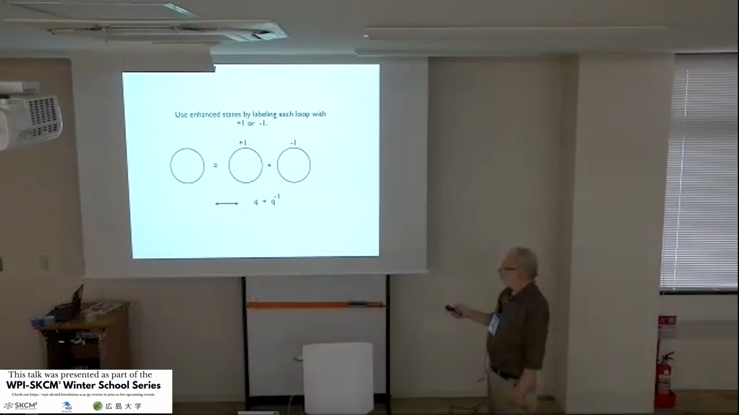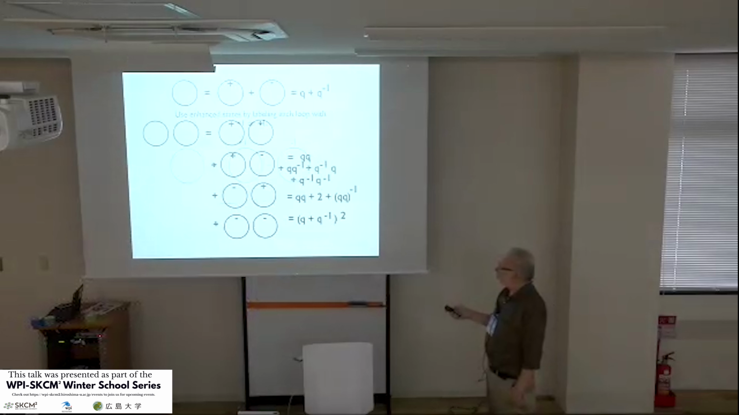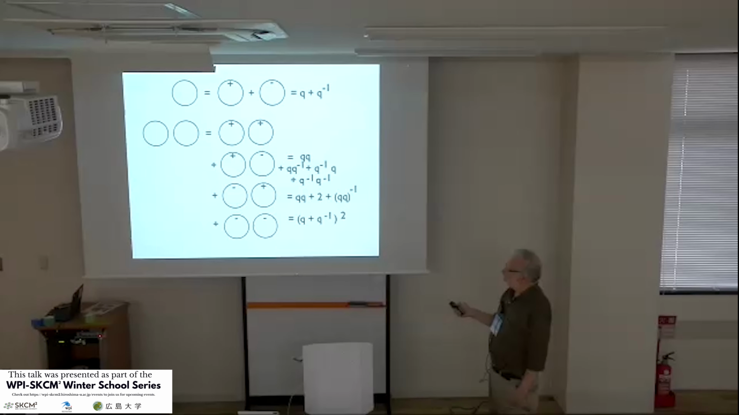All right, fine. What will happen if I had 2 loops? Well, if I have 1 loop, I have Q plus Q inverse. If I have 2, I have, as you see, plus plus, plus minus, minus plus, and minus minus. I have 4 states. And this is Q squared, and that's Q times Q inverse, and that's Q inverse times Q, and that's Q to the -2. And if you add those up, you see that you're exactly getting Q plus Q inverse squared. And of course, it will work in general.